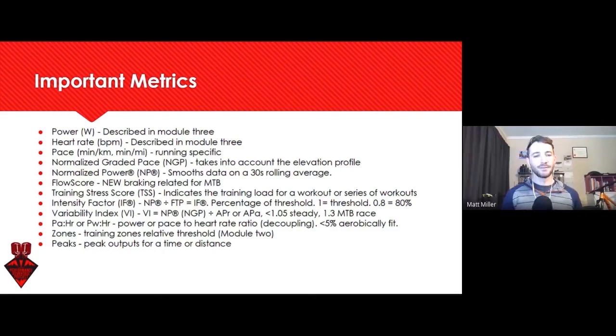Flow score. What's that, Matt? Flow score. We're going to talk a bit about some skill data. So how to understand skill execution, especially mountain biking. And in this case, we're talking about braking.